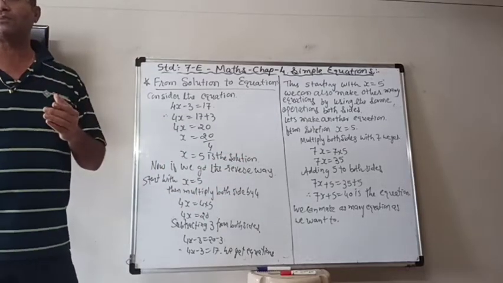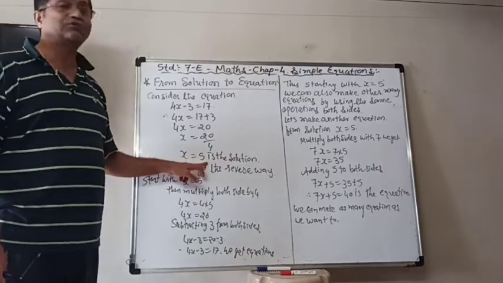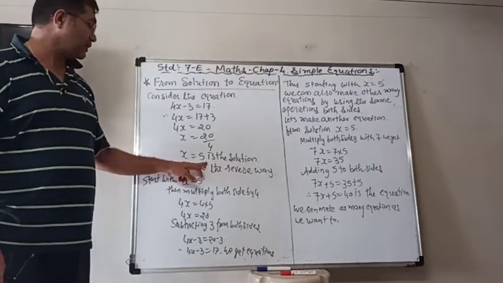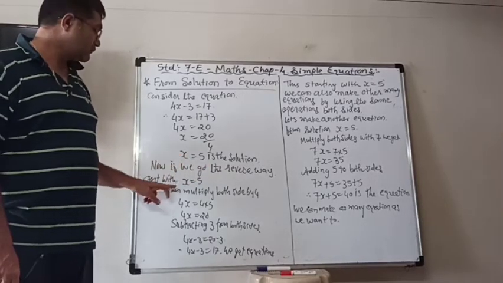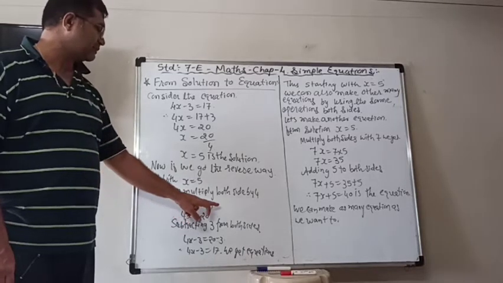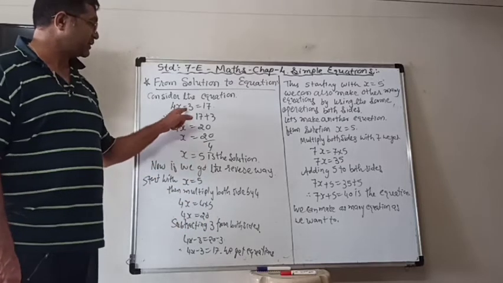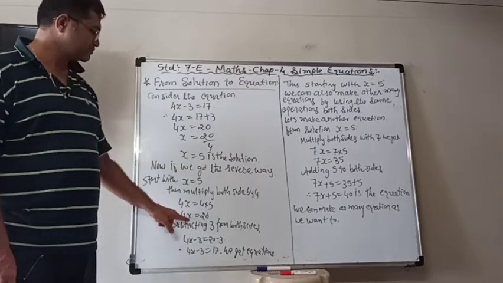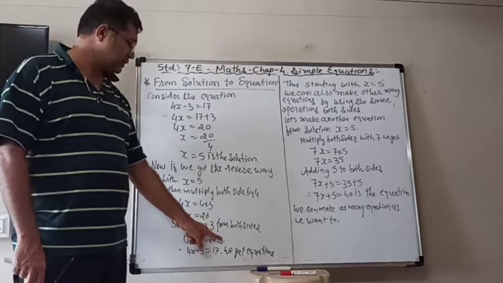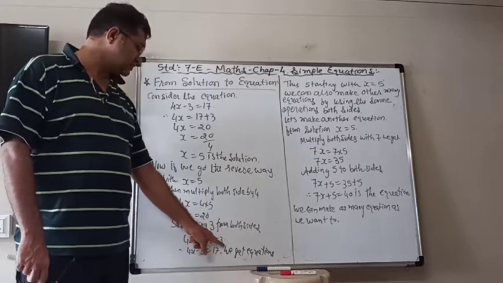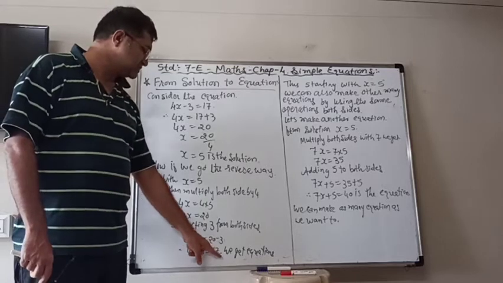Now I want to get that equation from the solution. So x is equal to 5 is the solution. If I first multiply both sides by 4, then what will I get? 4 multiplied by x is equal to 4 multiplied by 5. So 4x is equal to 20. Now if I subtract 3 from both sides, 4x minus 3 is equal to 20 minus 3. Now 20 minus 3 is 17. So 4x minus 3 is equal to 17.